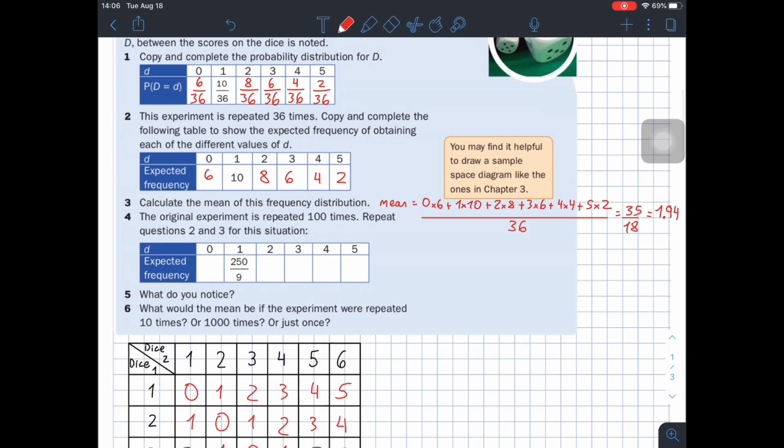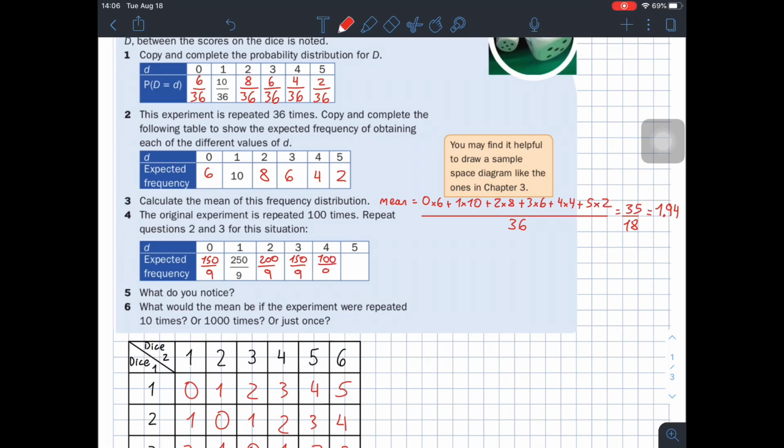6 over 36 times 100, this gives us 150 over 9. 8 over 36 times 100, that's 200 over 9. Then 6 over 36 times 100, that's again 150 over 9. Then 4 over 36 times 100, that's 100 over 9. And finally, 2 over 36 times 100, that's 50 over 9. If you add up all of this, you should get... sorry, no, not 1 over 1. We're talking about expected frequency here. So we expect that 150 over 9 times we would get a difference of 0, okay?